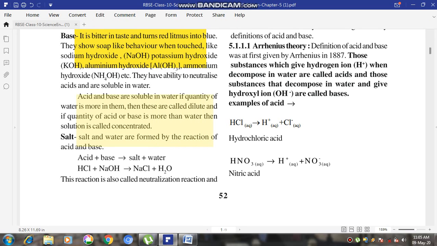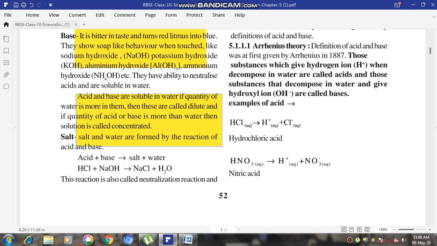Acid and base are soluble in water. If the quantity of water is more, then it is called dilution. And if the quantity of acid or base is more than water, then the solution is called a concentrated solution. Concentrate means the quantity of acid is more than water.